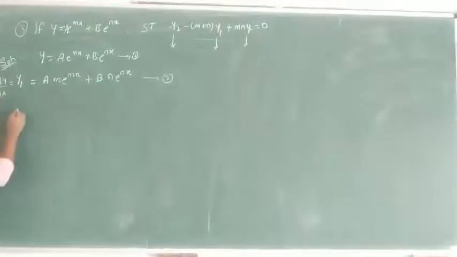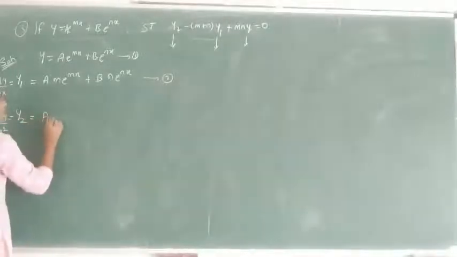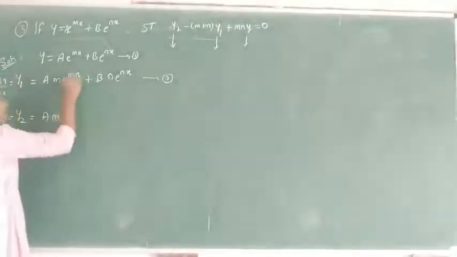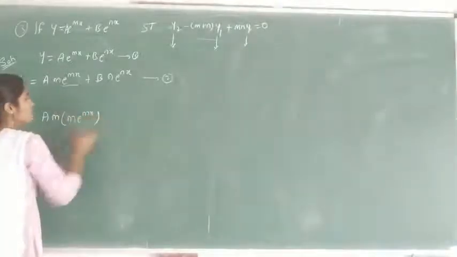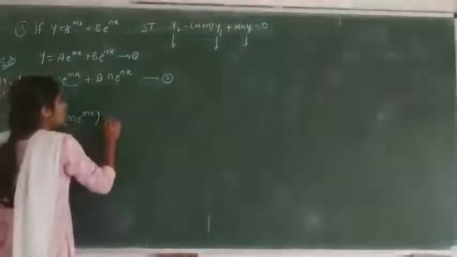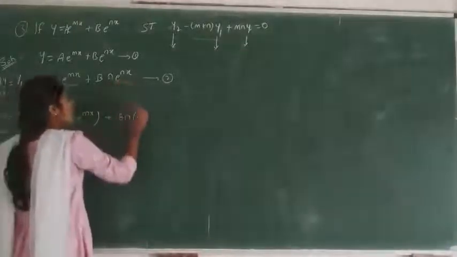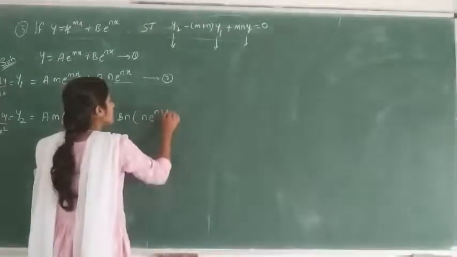This is y, this is y1. Let us calculate y2, that is d square y by dx square. So y2 will be a into m, where a and m are constant, take them outside. The derivative of e power mx is again m into e power mx, plus b and n are constant, take them outside. The derivative of e to the power nx is n into e to the power nx.